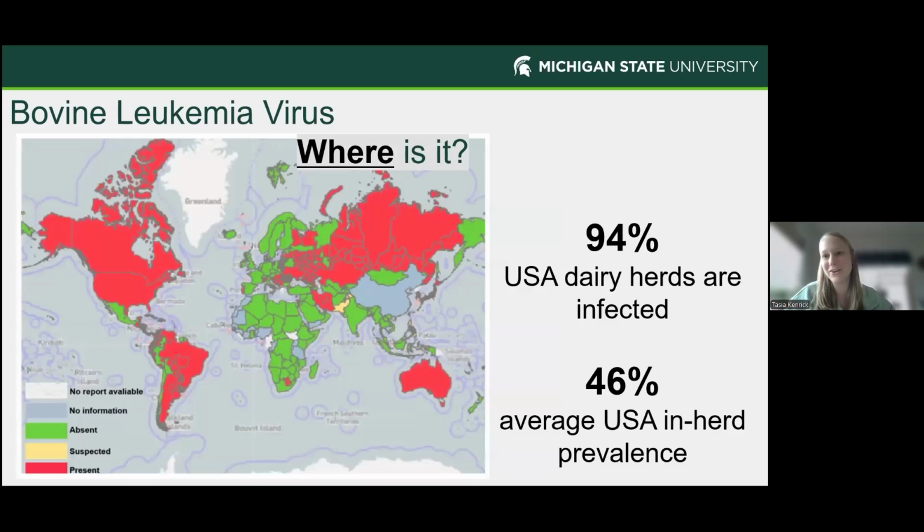Where is it in the herd? This gets to your question, and if I don't completely answer it, make sure to ask again. 94% of the dairy herds have at least one animal infected with BLV. The average herd prevalence is about 46%. We like to say 50%. It depends from farm to farm. I've seen very large farms that have a low prevalence, and I've seen small farms that have a high prevalence. Phil, it's okay if you wanted to unmute and comment on some of the things that you've seen as well.